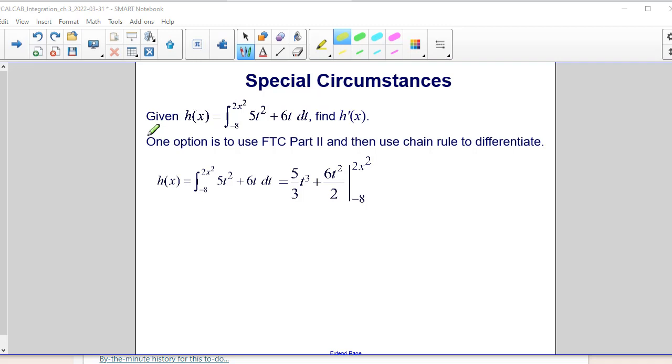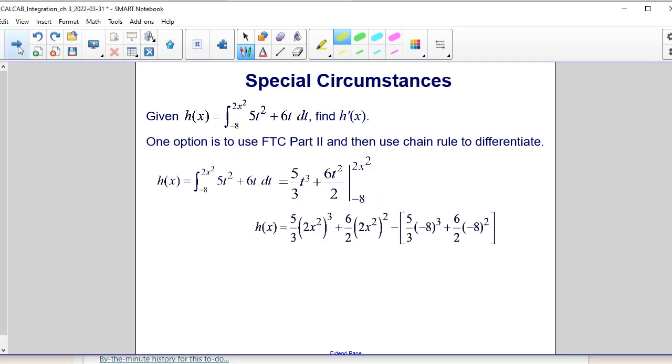One option is to use the FTC part 2 and then use the chain rule to differentiate. So you'll notice that we integrated or found the antiderivative of 5t squared plus 6t dt to get 5 over 3 t cubed plus 6t squared divided by 2, as that is evaluated from negative 8 to 2x squared.